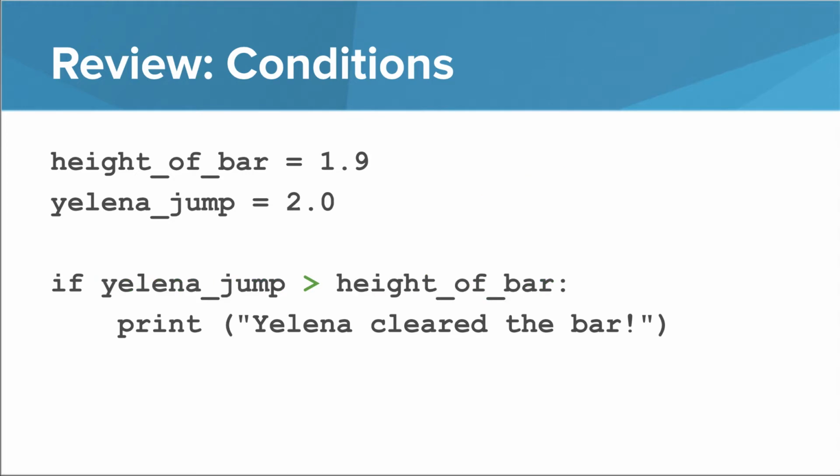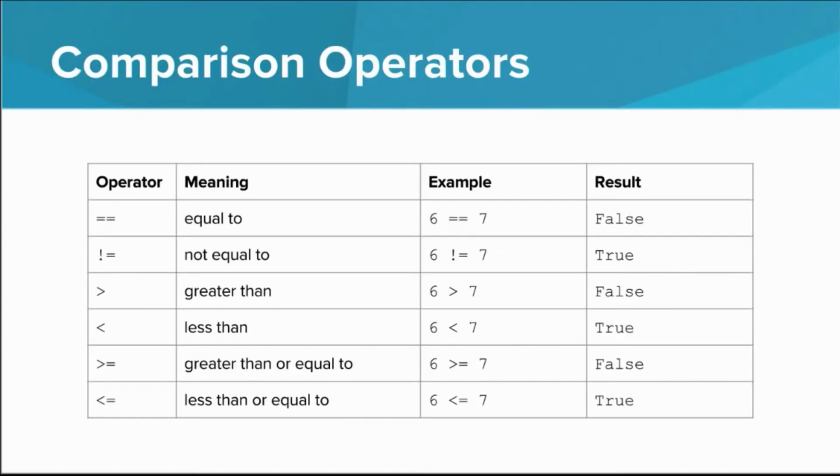In this example, the comparison operator we used was the greater than operator. Operators like greater than can be used to compare two numbers and generate a Boolean value, true or false. Let's take a look at some more operators. And here they are: equal to, not equal to, greater than or equal to, and less than or equal to.